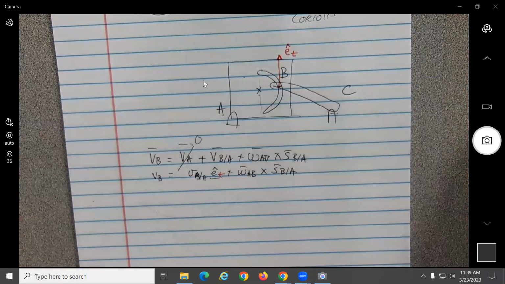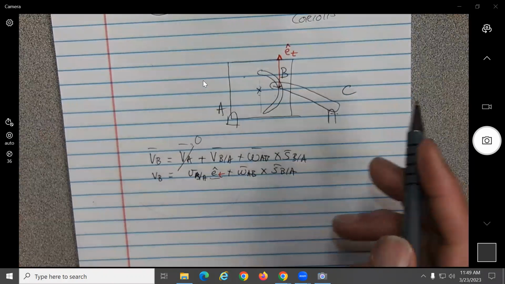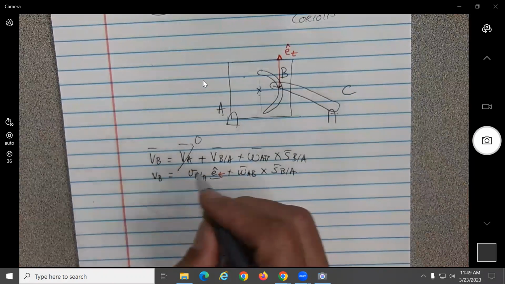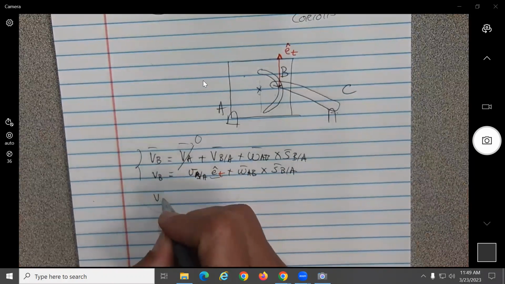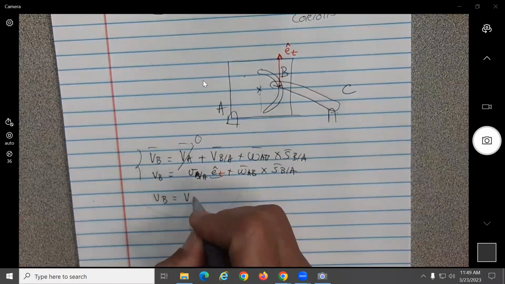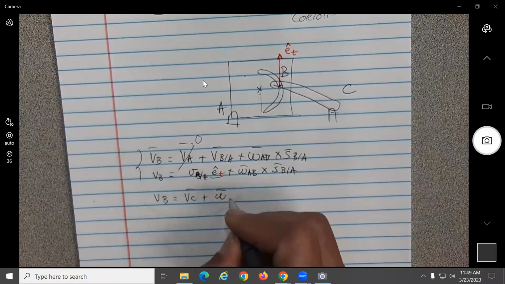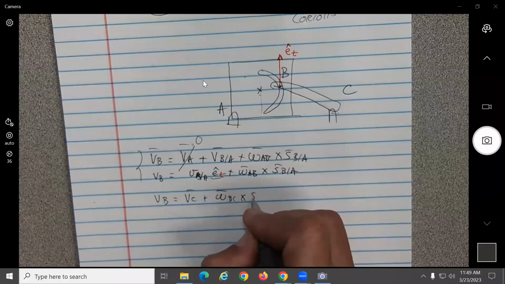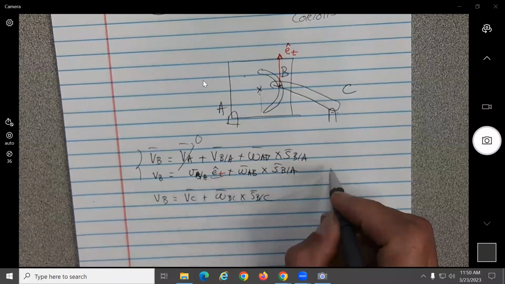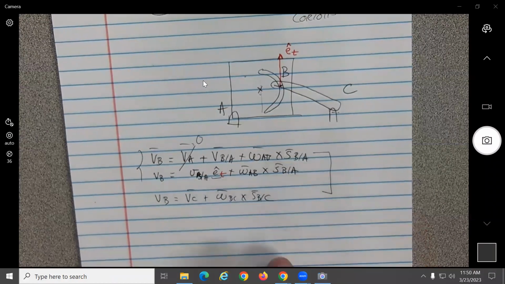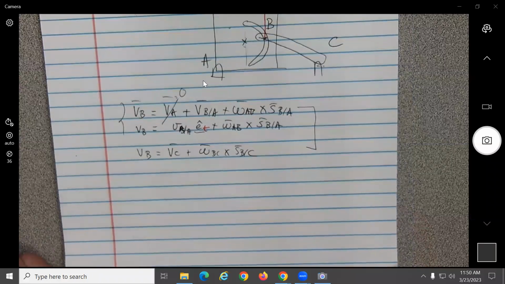Now for the acceleration, if you need it, you will write this equation, then you can write the velocity of B from point C: VC plus omega BC cross the position of B with respect to C. This will give you another equation, and you can equate one to the other.